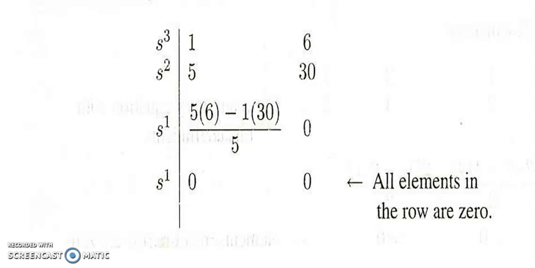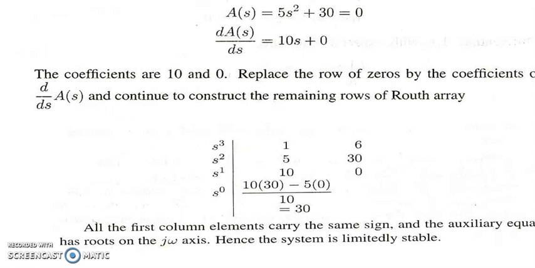0. The second element in the row has also become 0. This is of the form 0 by 0. So now you need to take an auxiliary equation, 5s square plus 30. If you take dA by ds, you are going to get 10s plus 0. So what you do is you replace this by 10.